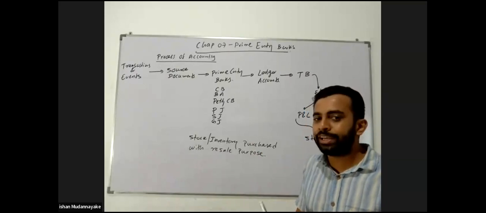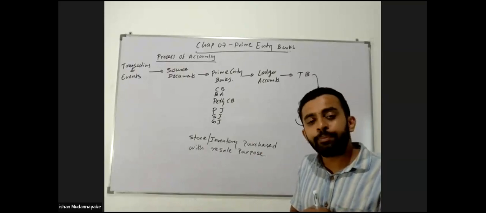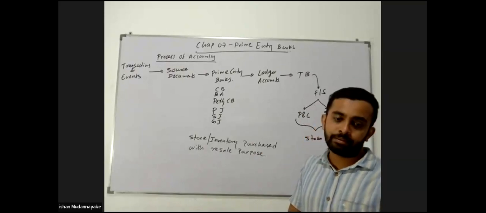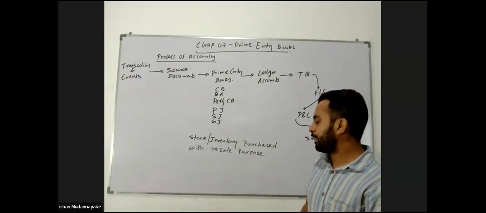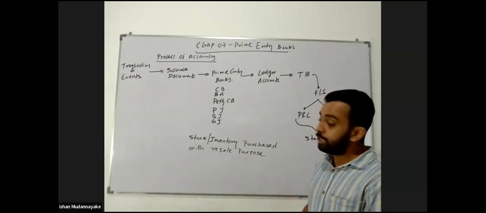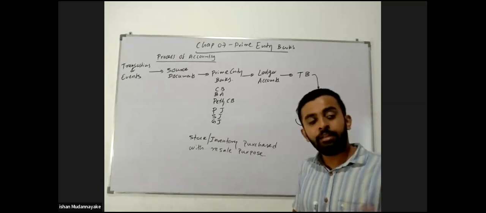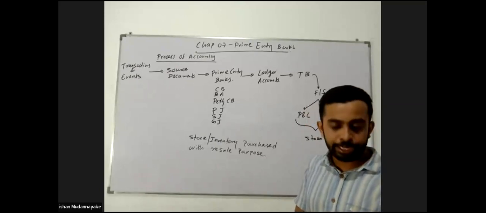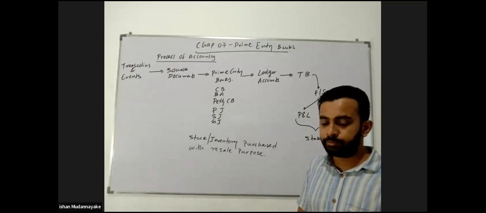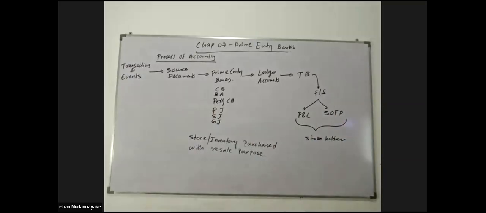If you are doing a retail business, retail shop, items purchased with resale purpose. If you are doing a motor vehicle selling business, then motor vehicle sale, purchased with resale purpose. Write down under trade stock: stock or inventory purchased with resale purpose.